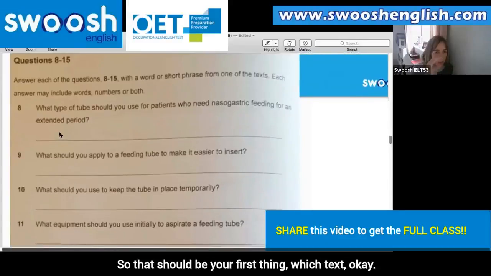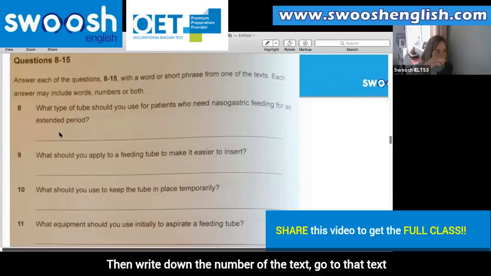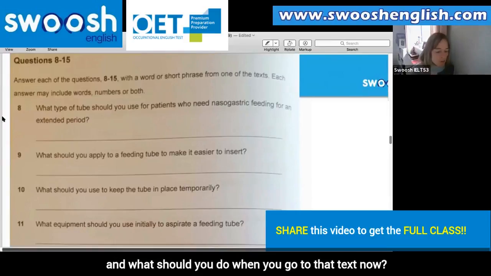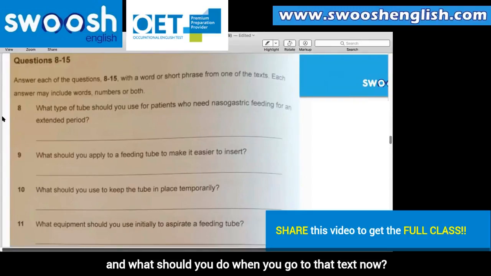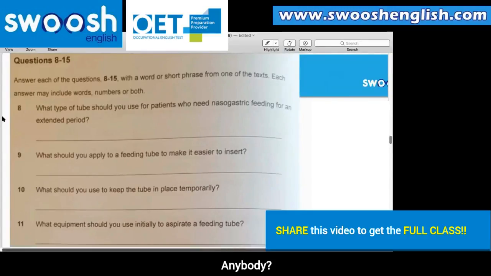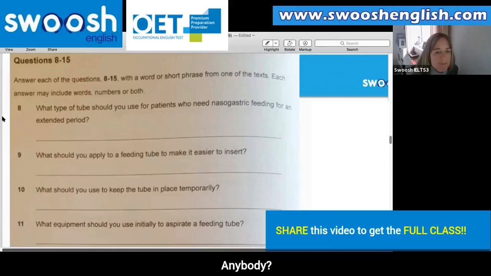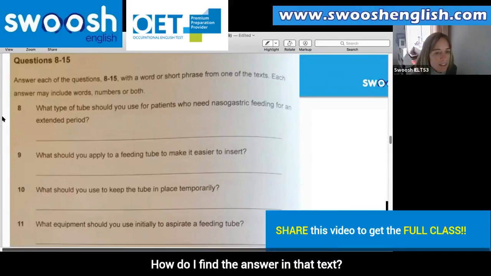So that should be your first thing, which text, okay? Then write down the number of the text, go to that text, and what should you do when you go to that text now? Anybody? How do I find the answer in that text?